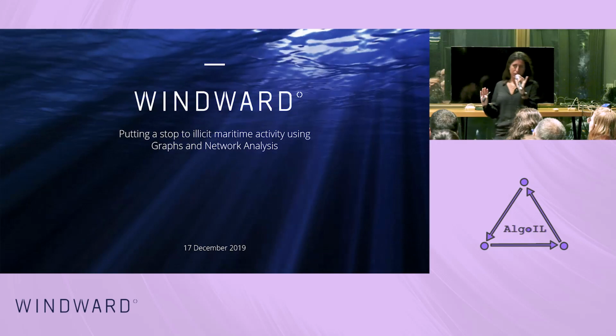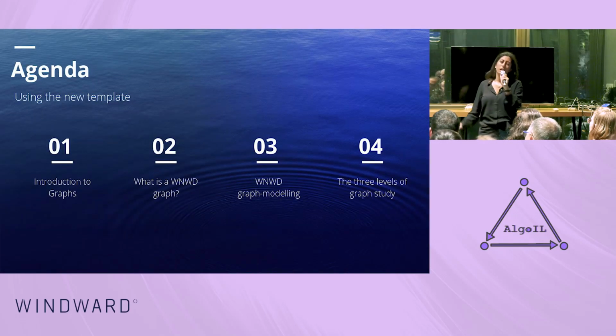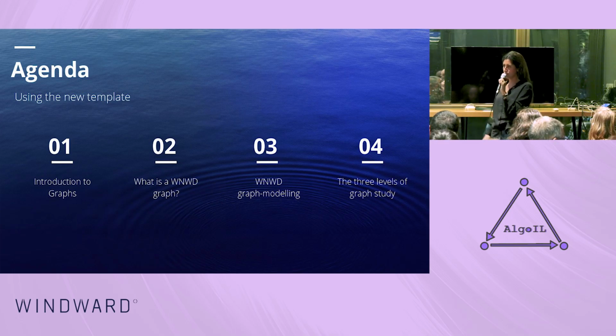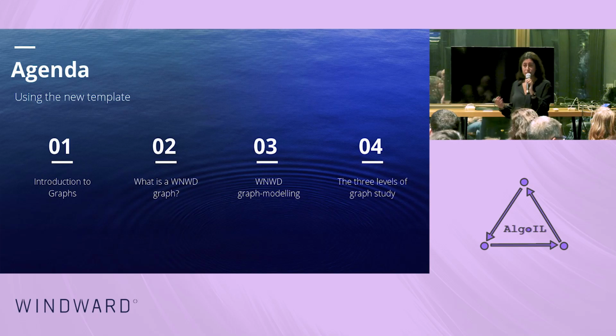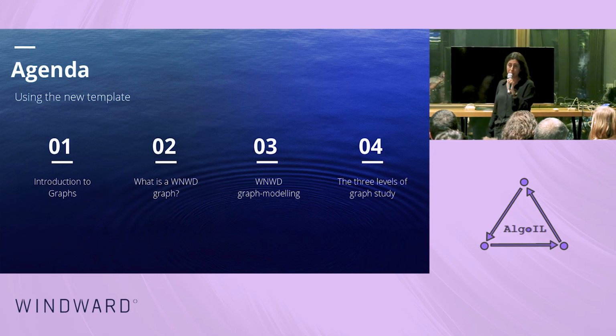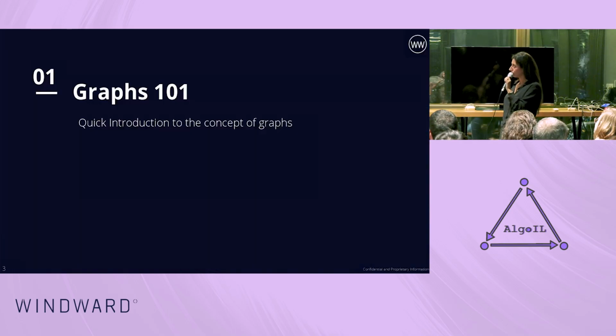So just to present you the agenda quickly, we are first going to do a very light introduction to graphs to be sure that we are all aligned with the same definitions. Then we're going to understand what it means to do graphs at Windward, what is a Windward graph. We'll see how we developed our graph modeling here at Windward. And finally, we will see the 3 levels of graph study.